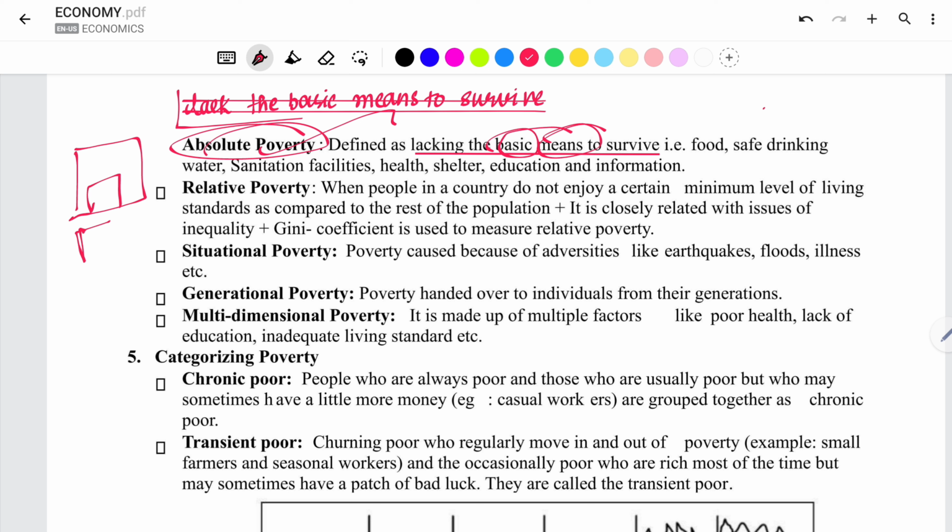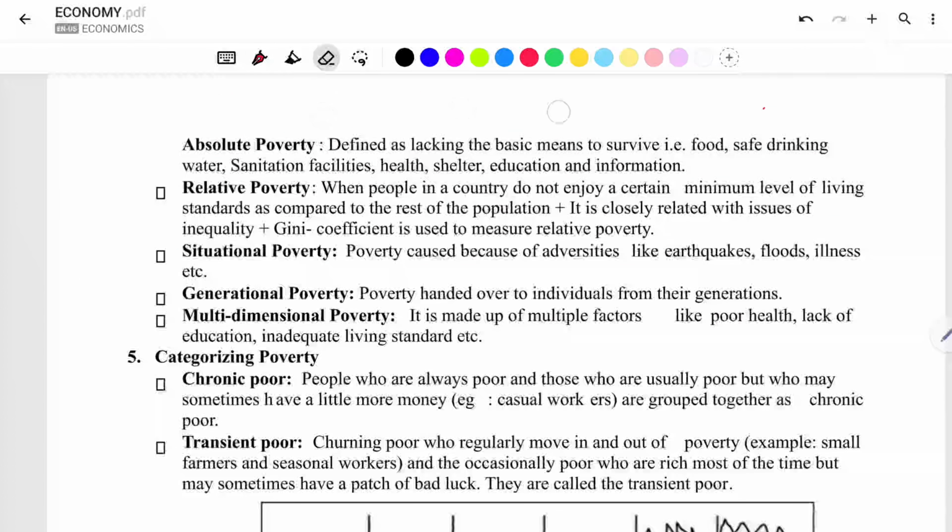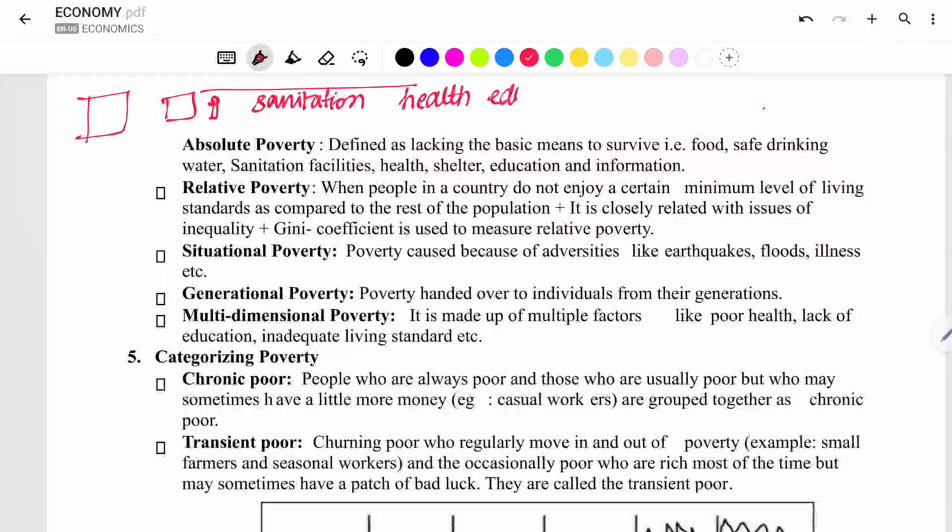Lacking the basic means to survive means, for example, we need a shelter. When we go home, we ask for food, water, and sanitation. Food, safe drinking water, sanitation, education, shelter. When we have good food, automatically health follows, then education, and information. These are the parameters required for the basic means of survival. The first one is shelter, then food, water, sanitation. Because of the food, we get health. Then education, and once education is obtained, we need information as well. So these are the conditions for absolute poverty.